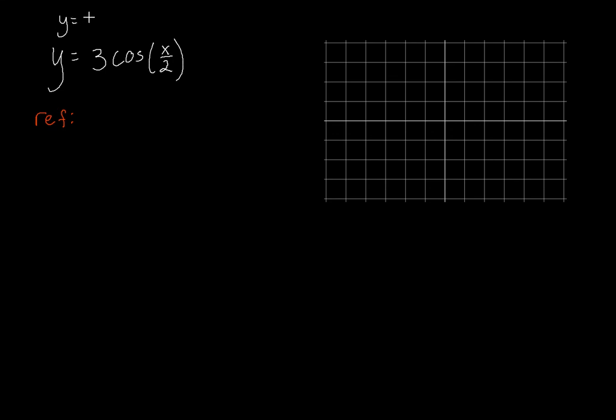Y equals, we've got an assumed positive cosine of x over 2, and then an assumed plus 0. So a reflection? No, we are not reflected. Looking at the amplitude, we have an amplitude of 3. Looking at the period, this is a little bit different. This is one that I want to make sure to explain a little bit better here.